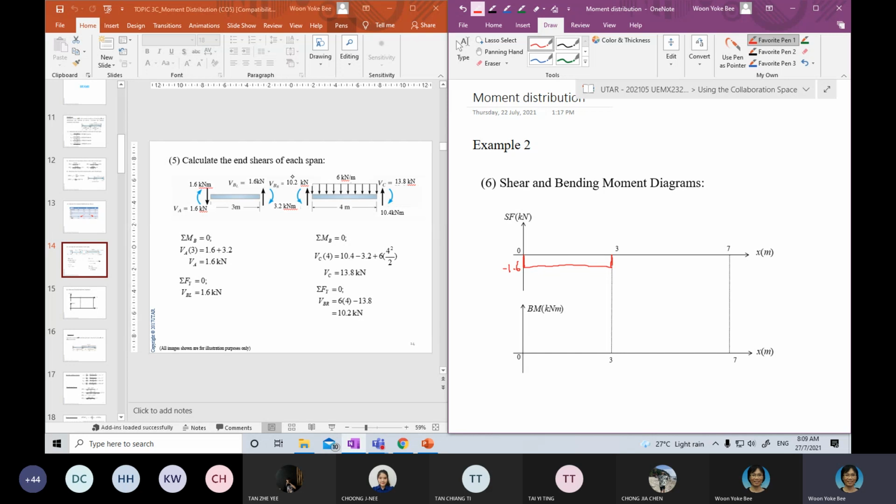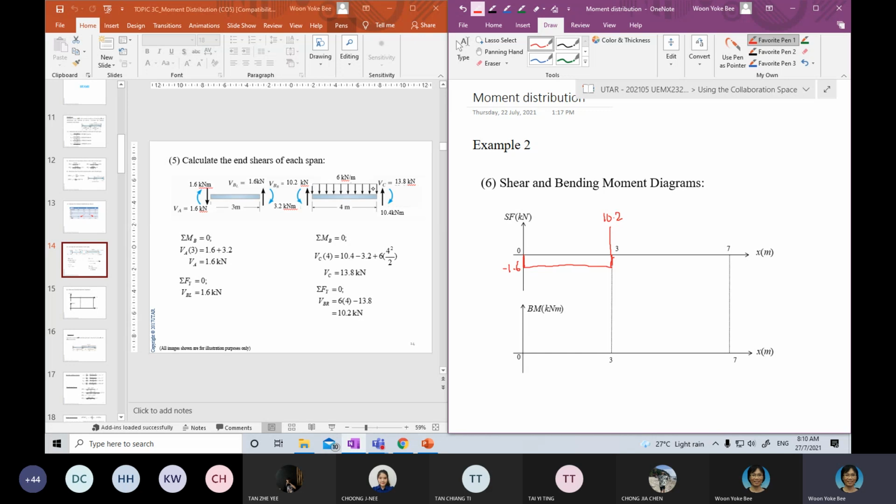Now, if you look at this, this is 10.2, the shear at the end of BA. So 10.2, here you have 1.6. You take another one, which is 10.2, so the total here is 10.2, and the total you will get is 11.8. That would be the reaction.